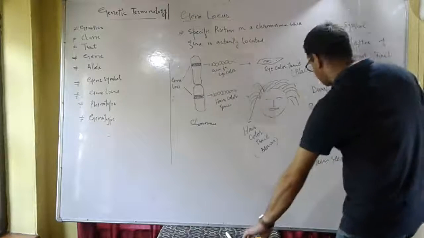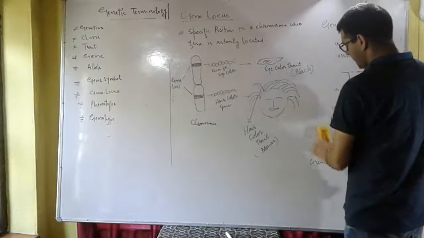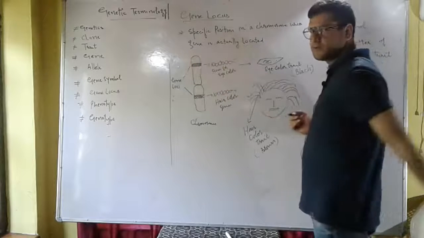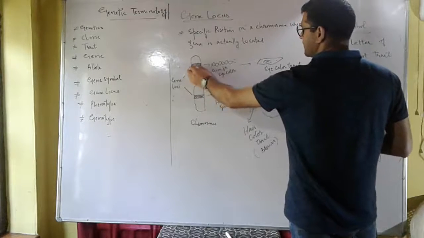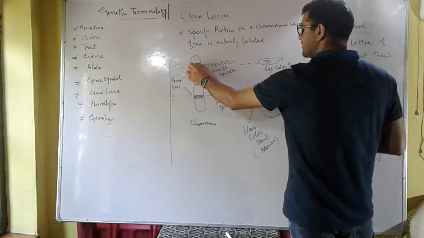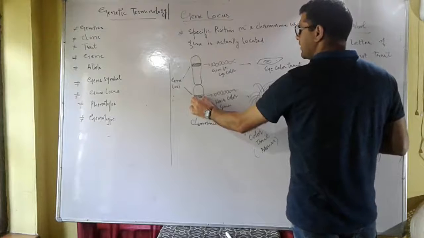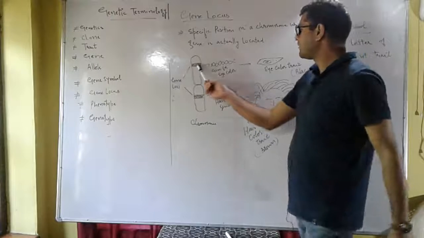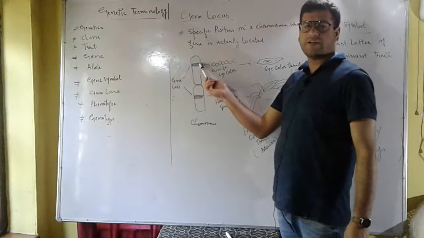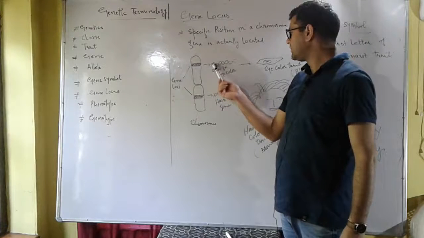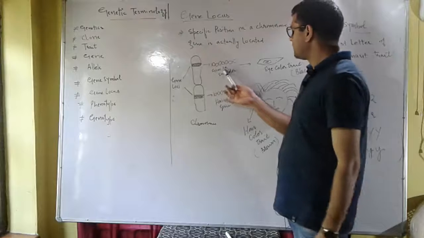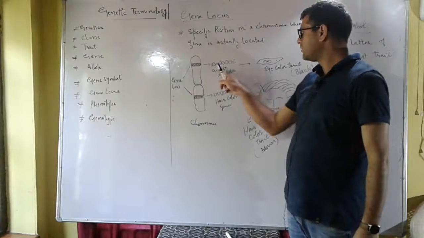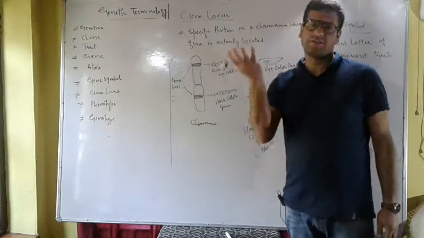So what is gene locus? It is the specific position or location on a chromosome where the gene is present. The gene is present here, so it becomes the gene locus. For example, this is a gene locus where the gene for eye color is located. The gene is simply a DNA segment, and the gene for eye color controls the eye color trait.